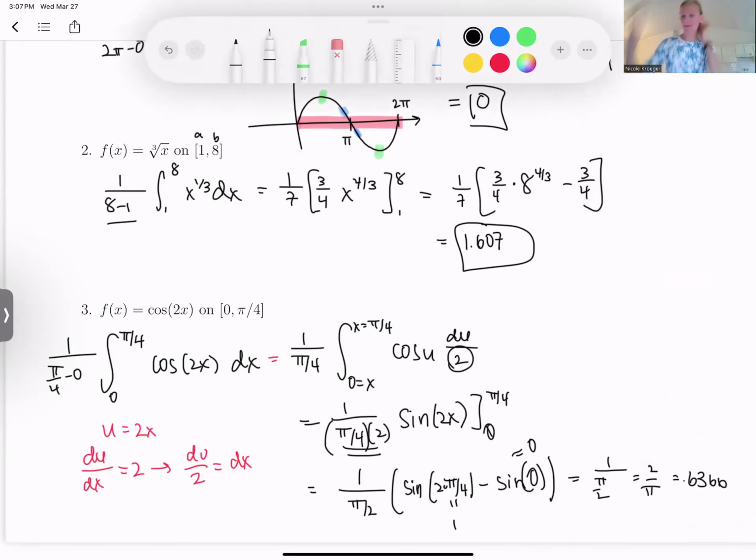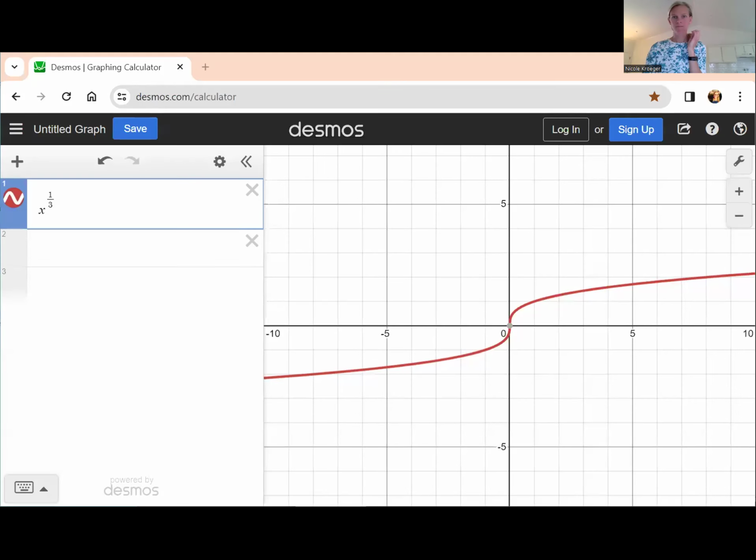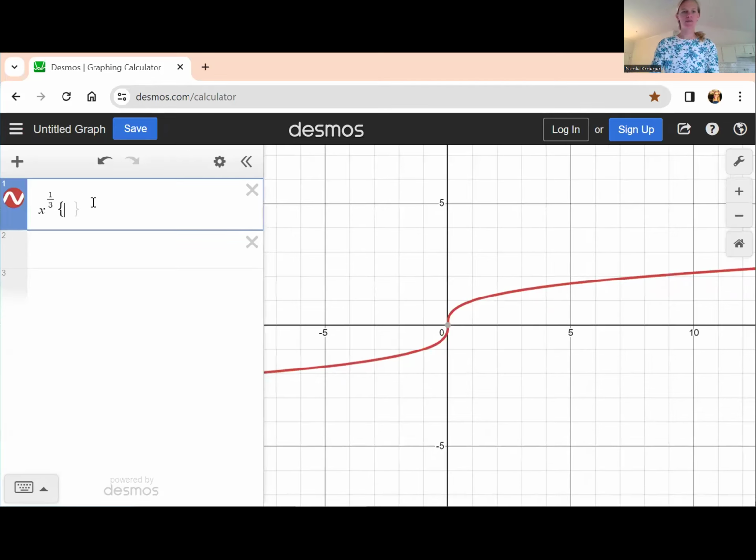Okay, let me pull up a calculator or a graph here, and let's look at those last two examples on a graph. Give me just a second. So if we look at example number 2, that cube root of x, this is the graph that we get. We have limited ourselves to the interval from 1 to 8. So let's look at that.